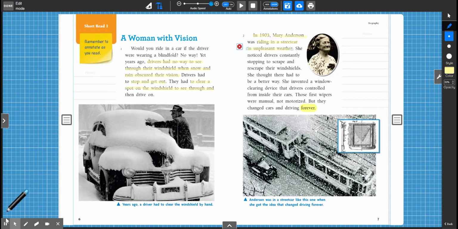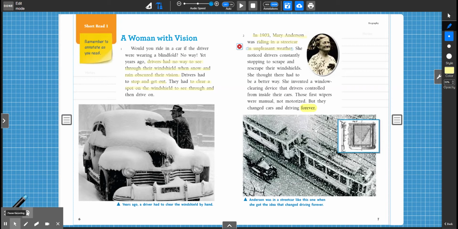So let's see. She was riding in a streetcar in unpleasant weather. So not great weather. So you might be a little confused about what a streetcar is. And you can see in the picture below that a streetcar is kind of like a trolley or a train, some sort of public transportation, because not everybody had cars back in the olden days. All right. So we know this happened in 1903. It was Mary Anderson, and she was on a streetcar.